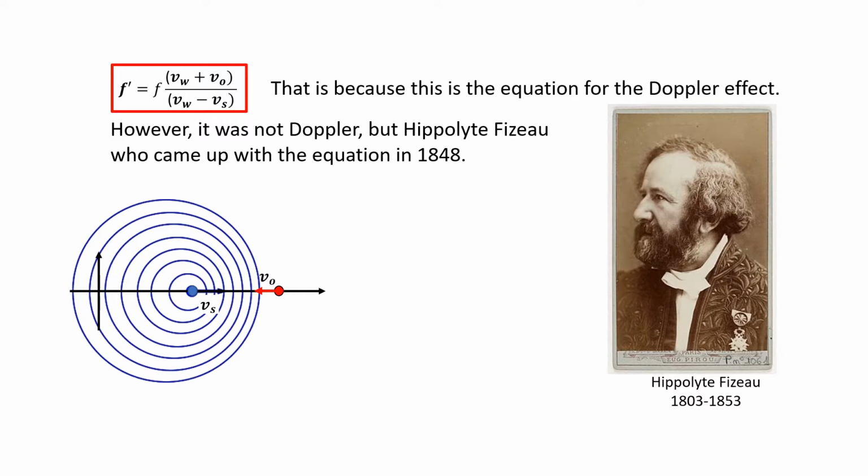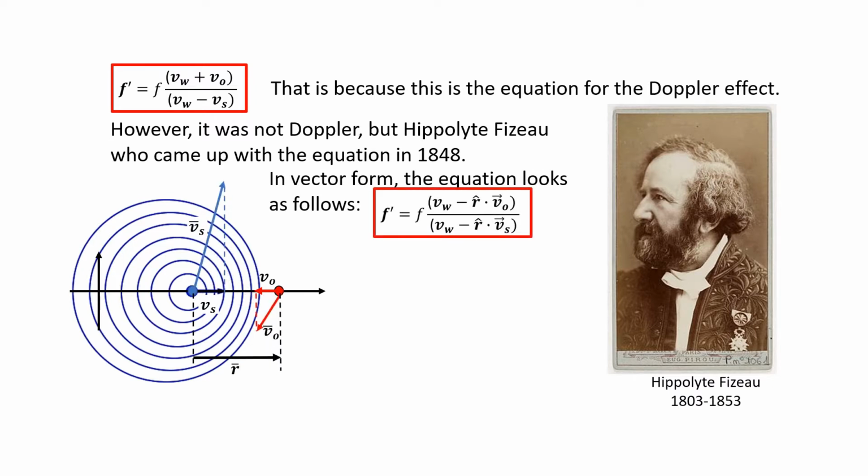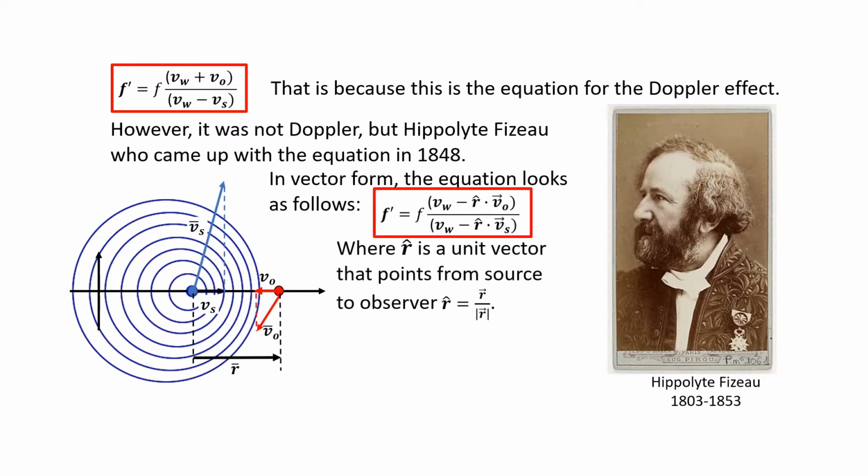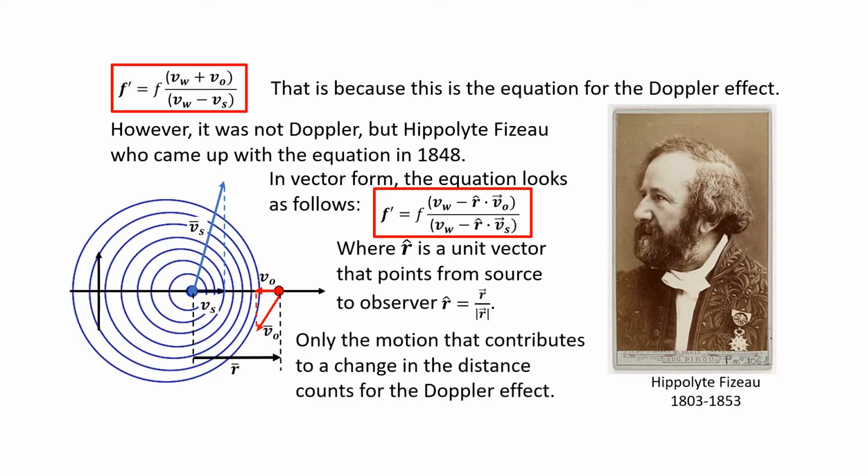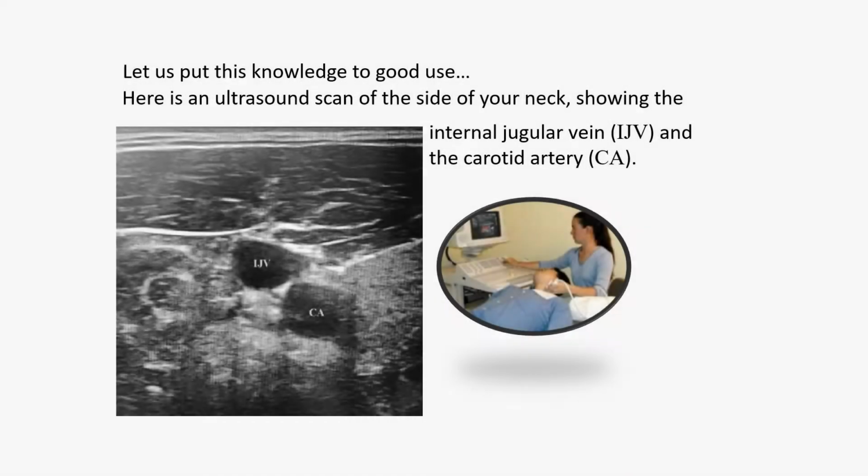In vector form, the equation looks as follows, where r is the unit vector that points from the source to the observer. Only the motion that contributes to the change in the distance counts for the Doppler effect. And I'm going to frame this assertion as well. Let's put this knowledge to good use.